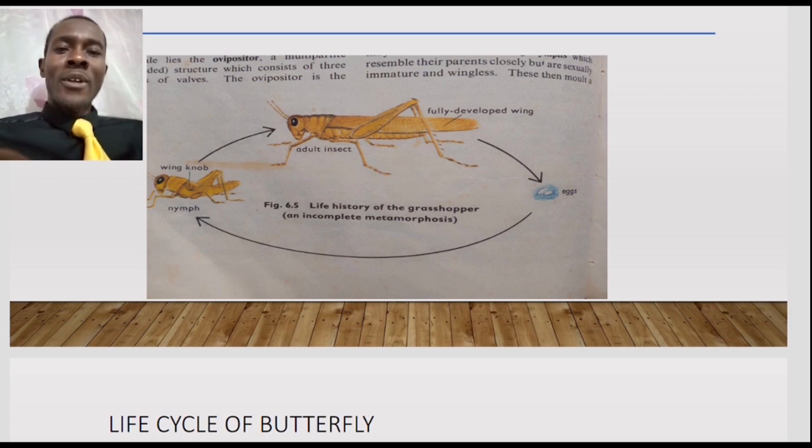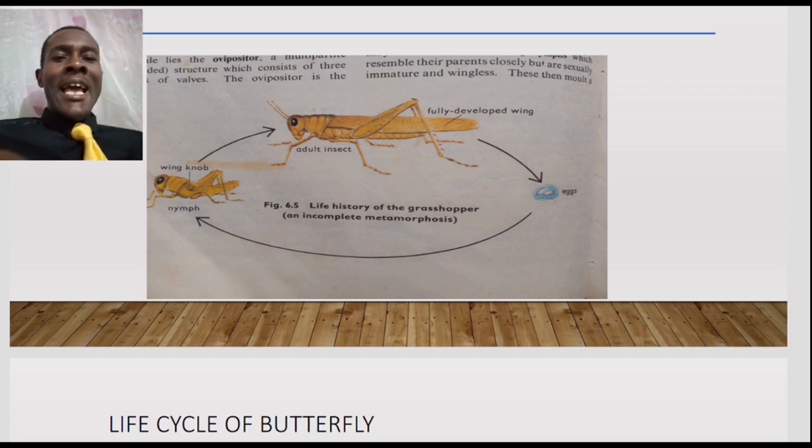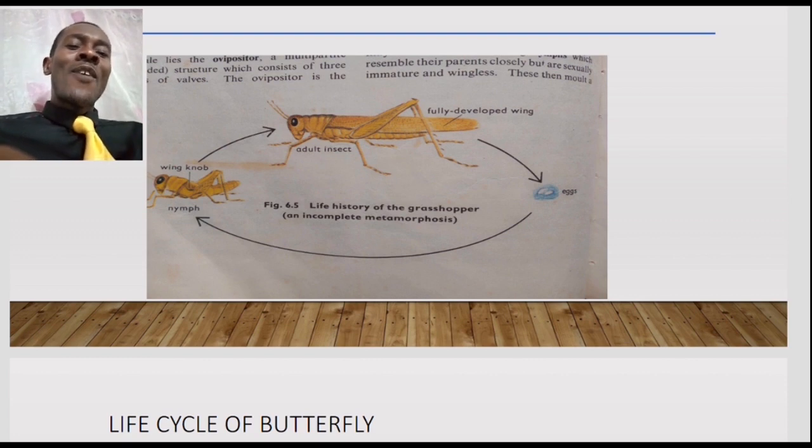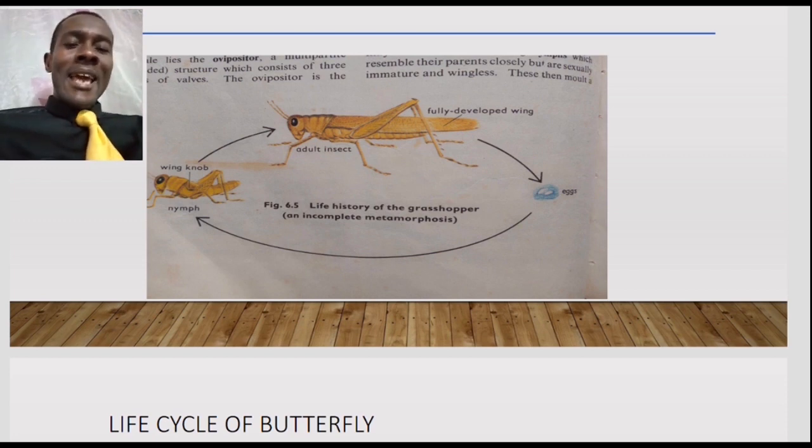Now, from the nymphal stage, it will be undergoing what is called molting. Molting is the shedding of the exoskeleton of an insect for the sole reason of growth. As the nymph is growing, it will be shedding the exoskeleton in this process I called molting. And each stage of the molting is called ecdysis.